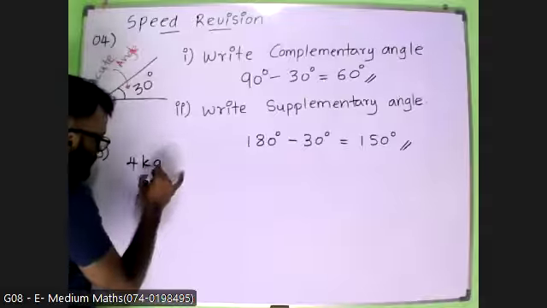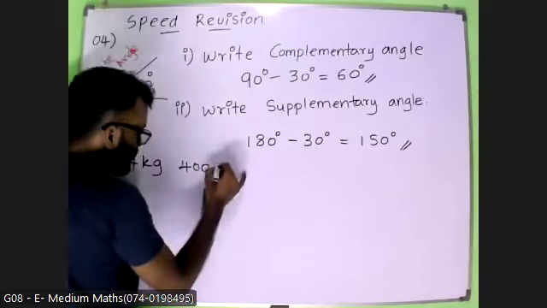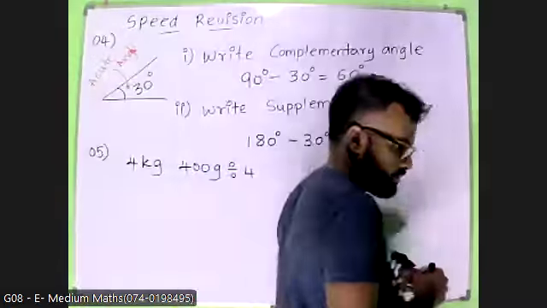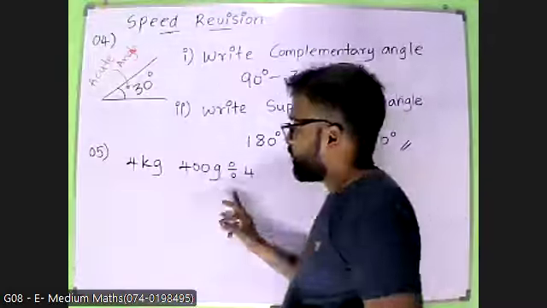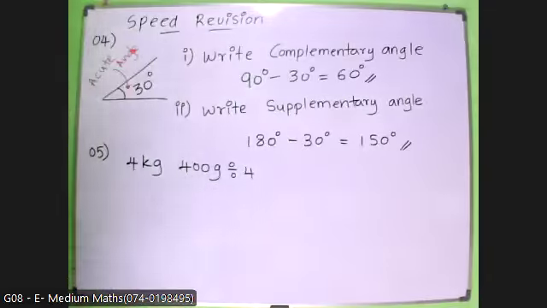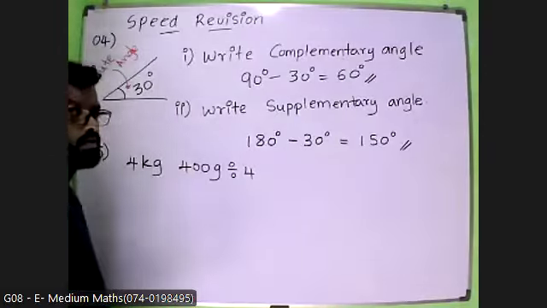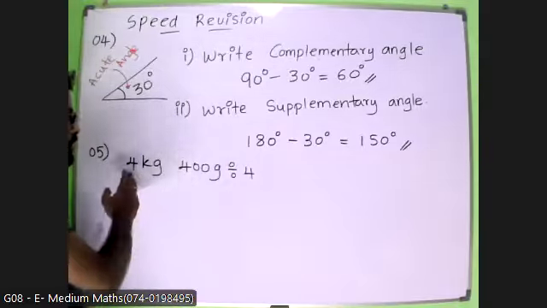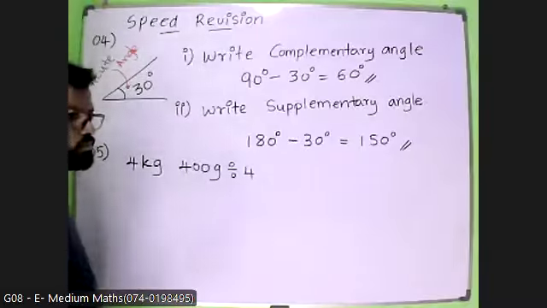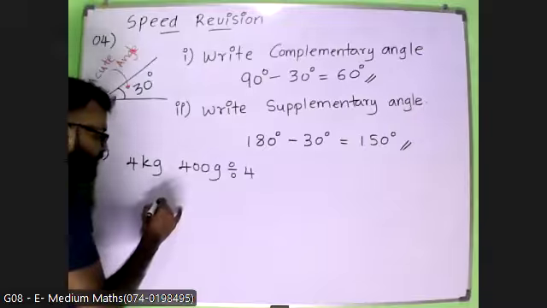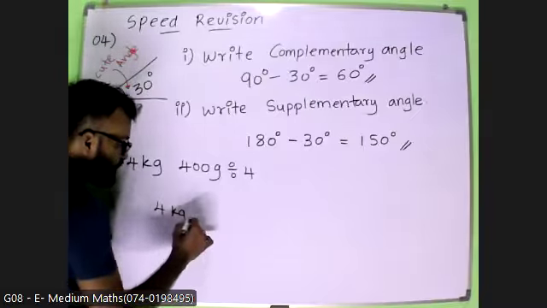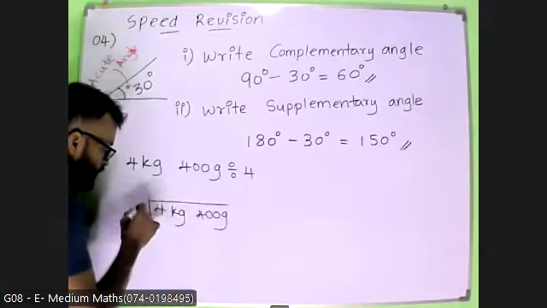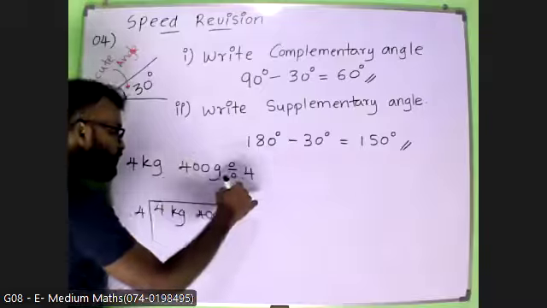4 kilograms and 400 grams divided by 4. So what should be the answer? You can use different ways to do this. You can convert them into grams and then divide, or you can do it here also. Right, so let's do it. I will use this 4 kilograms and 400 grams divided by 4, because I am going to divide it by 4.